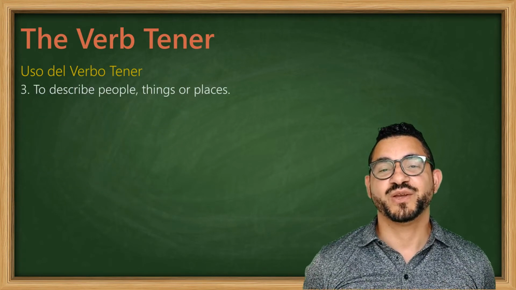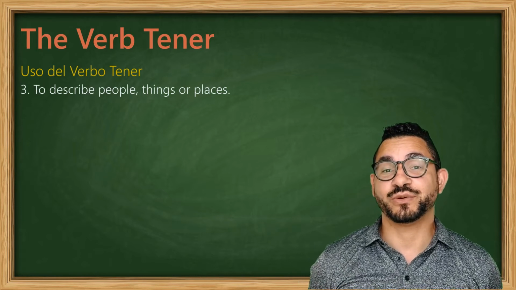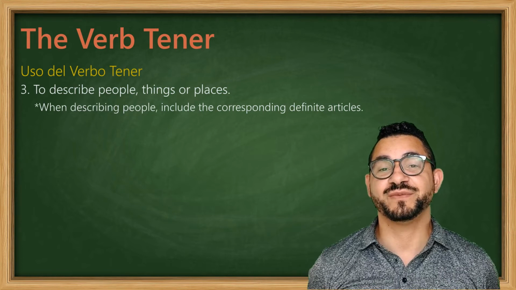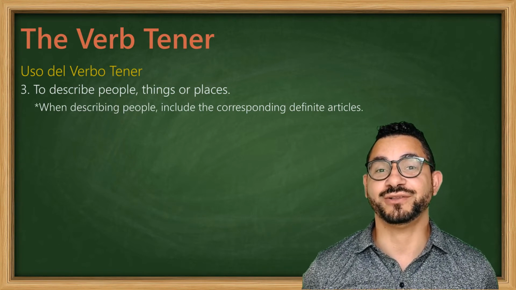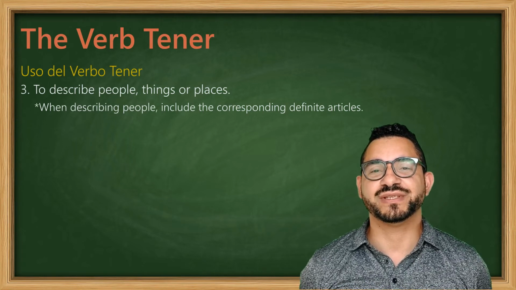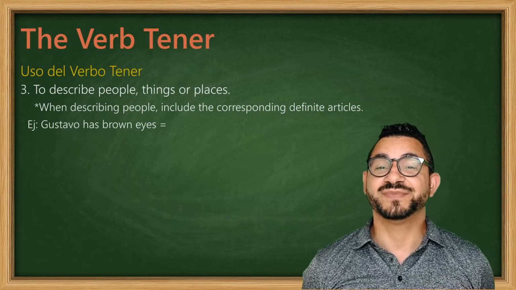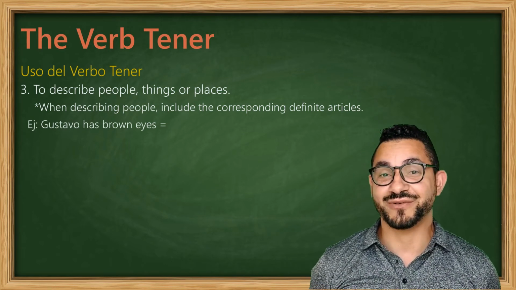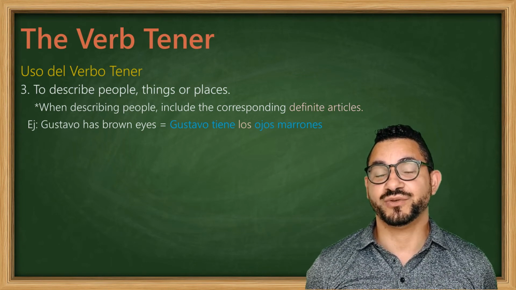Number four, we use tener when we want to describe people, things, or places. Okay, so let's start with people. When we describe people with tener, we have to include the definite articles. For example, when in English you want to say, Gustavo has brown eyes, in Spanish you have to say, Gustavo has the eyes brown. So that would be, Gustavo tiene los ojos marrones.